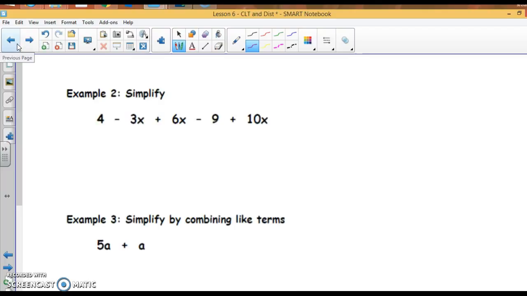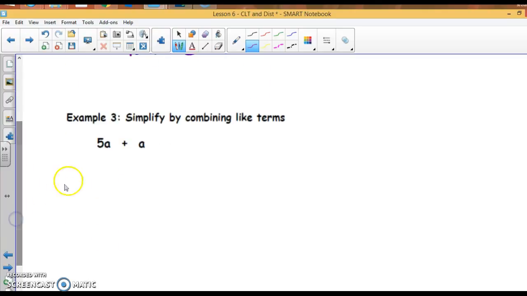All right, here we go. What are the like terms? Negative 3x plus 6x plus 10x. Well, I would add them this way. 6x and 10x is 16x. Minus 3x is 13x. 4 minus 9 is negative 5. So 13x minus 5. Take a look at this one. 5a plus a. They are like terms. That is 6a, because remember that's a 1a that is not written.